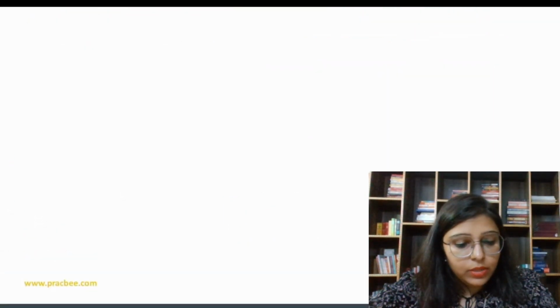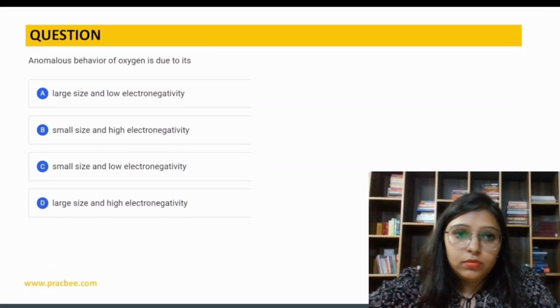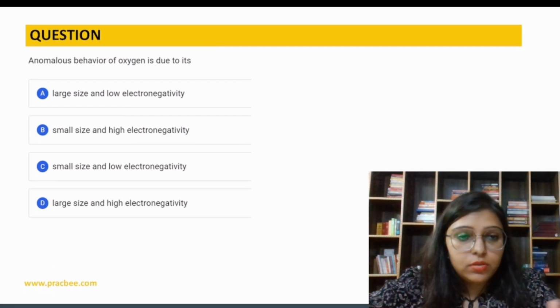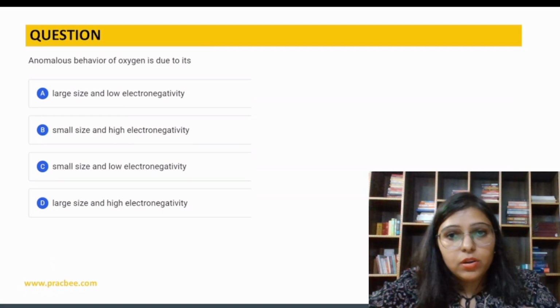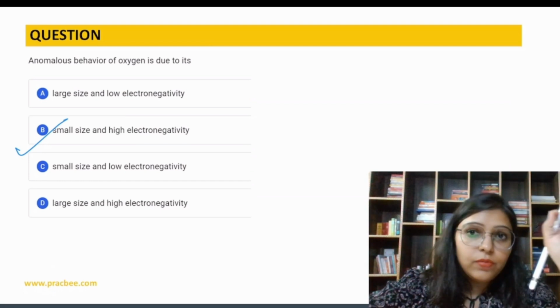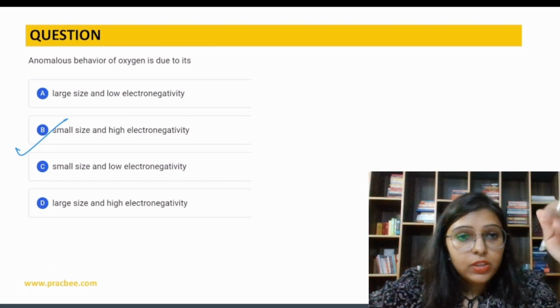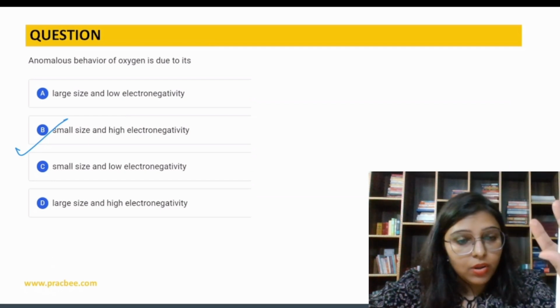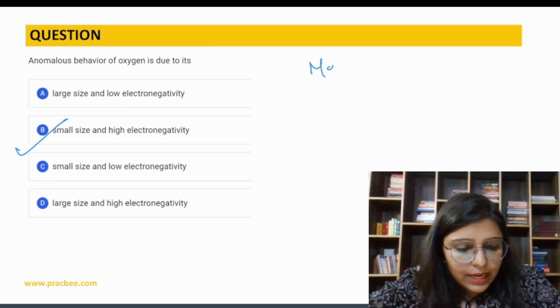Okay, now let's do the next question. The anomalous behavior of oxygen is due to its small size and high electronegativity. It shows different behavior with respect to the other elements present in the same group. Small size and high electronegativity, that is the reason, and that is memory based.